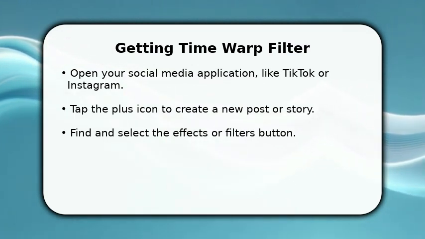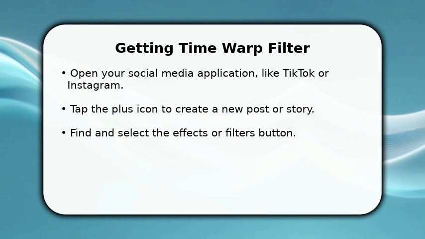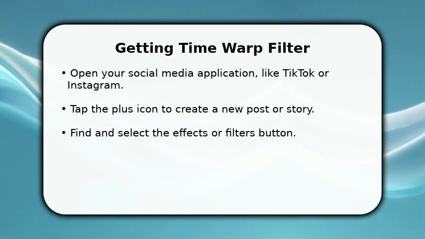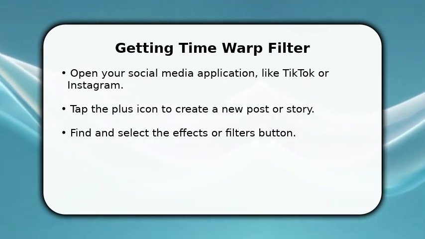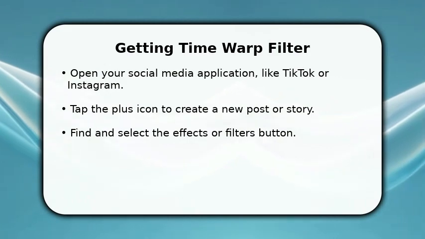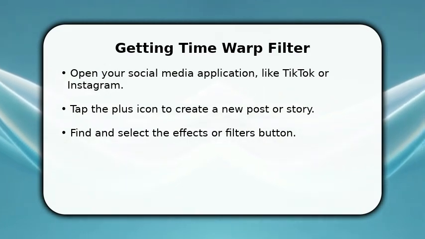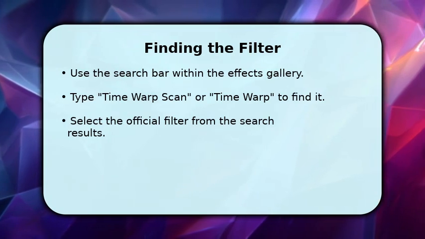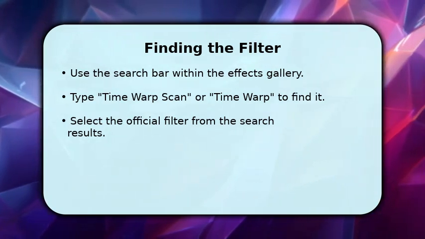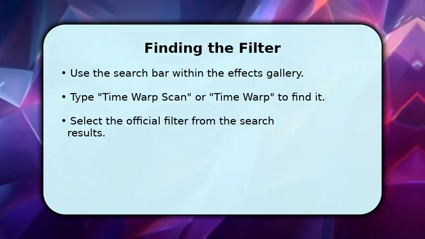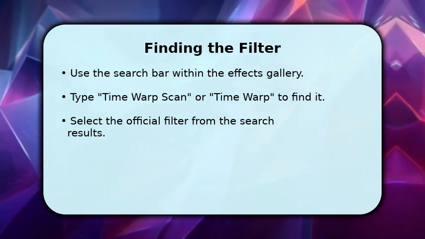Once you are in the creation screen, locate the Effects or Filters button, often represented by a smiley face or a star icon. This will open up the filter gallery for you to explore. Now that you are in the Effects gallery, it's time to find our specific filter. Look for a search icon, typically a magnifying glass, and tap on it.